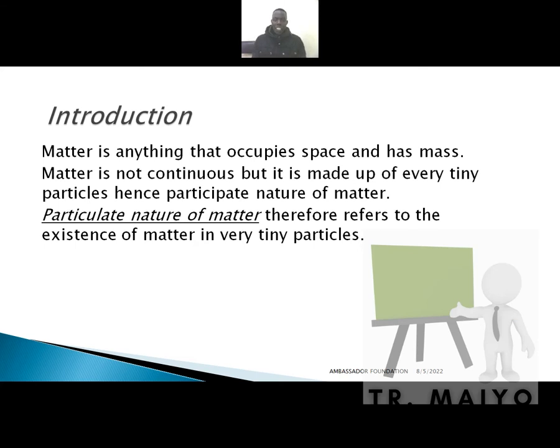Look at this, introduction. Matter is anything that occupies space and has mass. I was not supposed to tell you that because you know it. Matter is not continuous, but it is made up of very tiny particles. Hence, particulate nature of matter. Now, let's define the term our topic is composed of. Particulate nature of matter therefore refers to the existence of matter in very small particles. Existence of matter in very tiny particles. That is what we mean by particulate nature of matter.